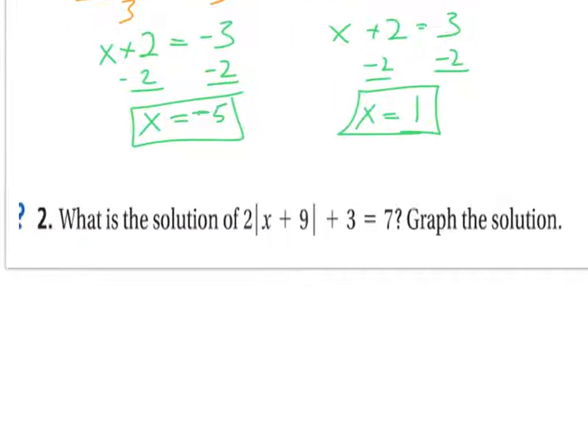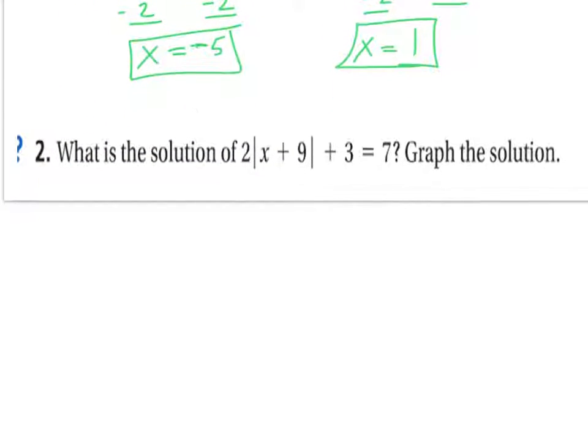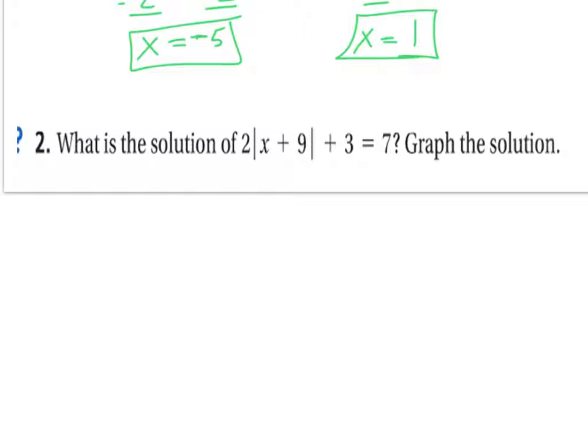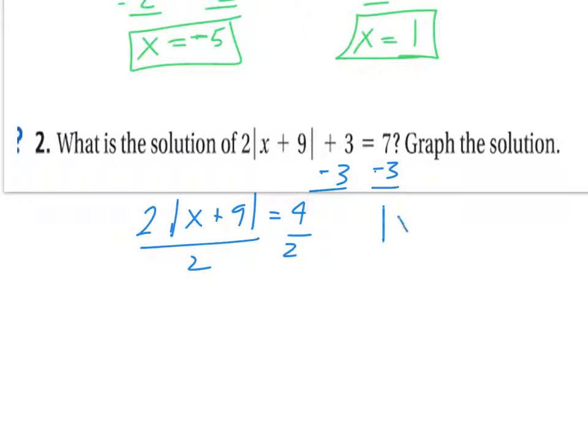And again here, if you want to try this one on your own, go ahead and pause the video and then resume and I'll work through it. So here we would begin by subtracting the 3. This should work out all right for us. We get 2 times the absolute value of x plus 9 equals 4. Works out well because when we divide by 2, we just get the absolute value of x plus 9 equals 2.